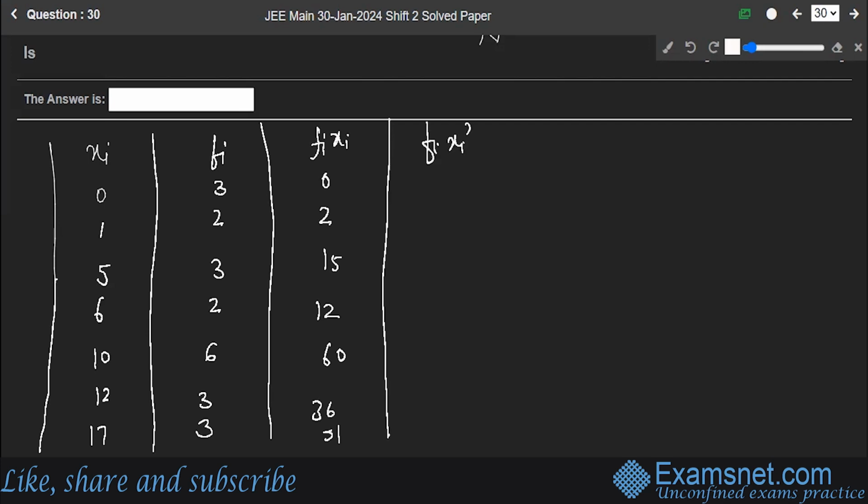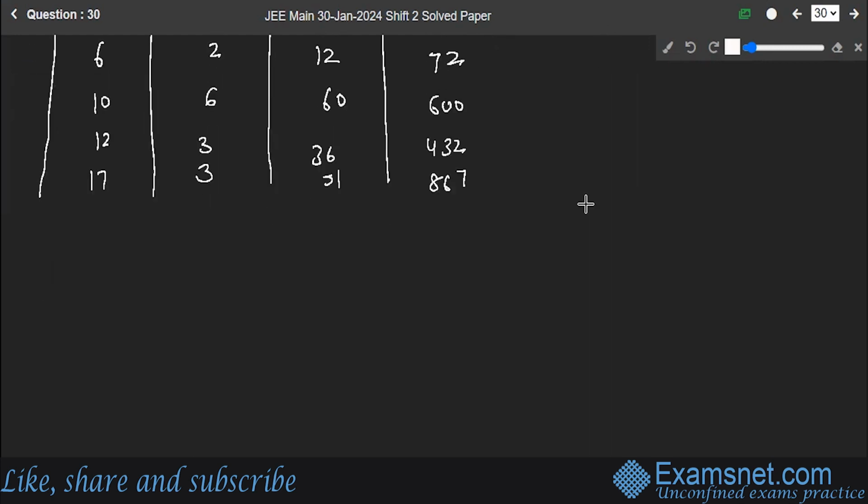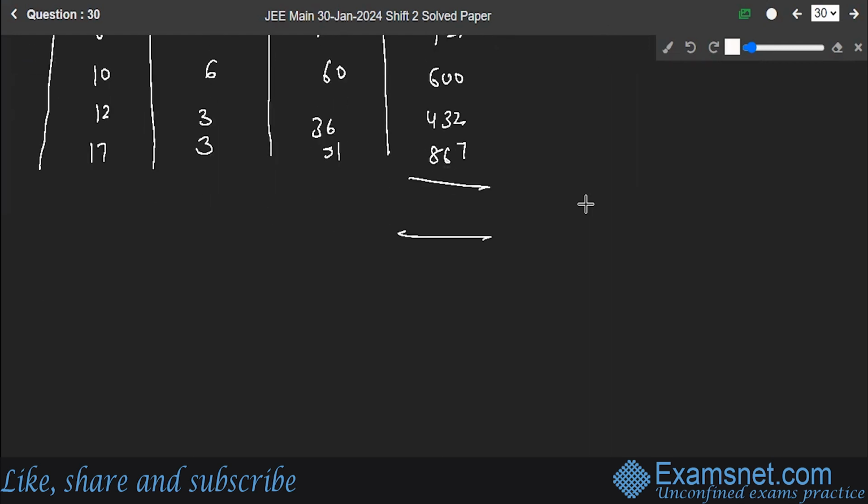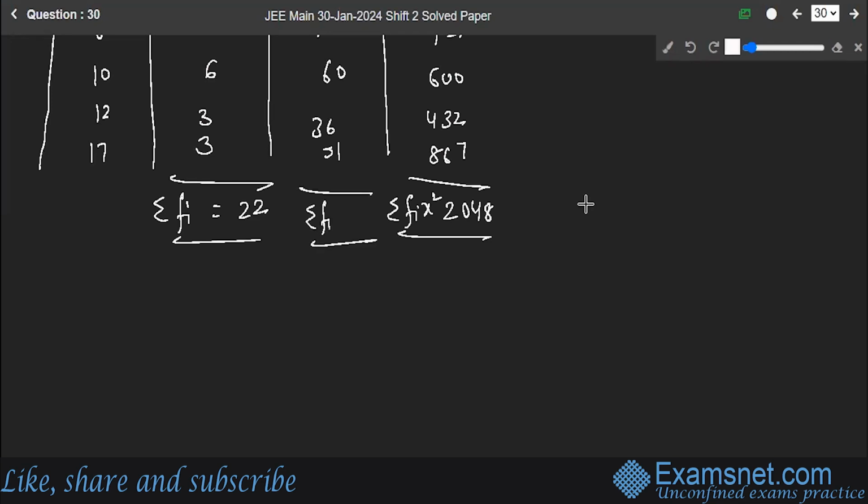So fixi square, this will be 0, 2, 75, 72, 600, 432, and 867. Let's find out the total of this. This will be 2048, summation fixi square, and summation fi is equal to 22. Okay, and also summation fixi. This is equal to 176.